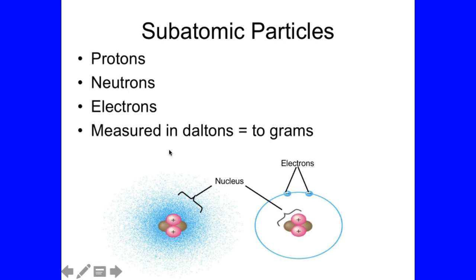Also remember that these are measured in Daltons. So if you look at the periodic table under atomic mass, you'll actually see the grams in Daltons, but you have to remember that a Dalton is equal to 1 gram as well. So you can go ahead and interchange those pretty easily.